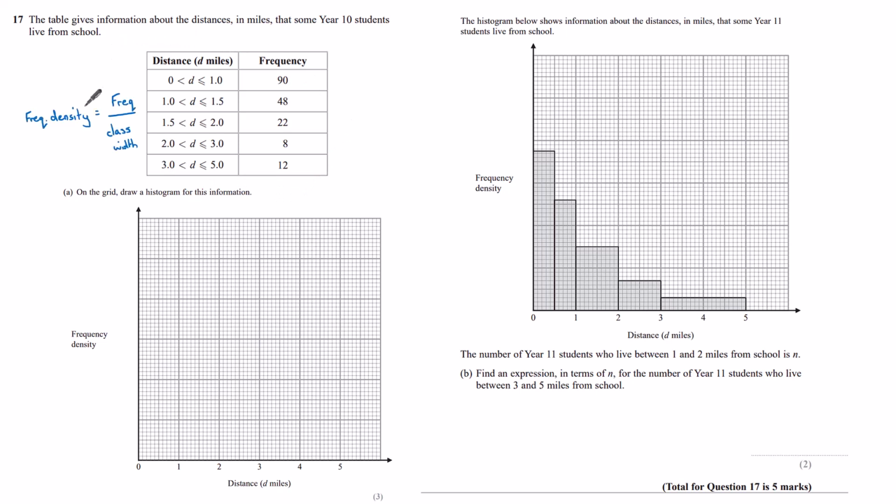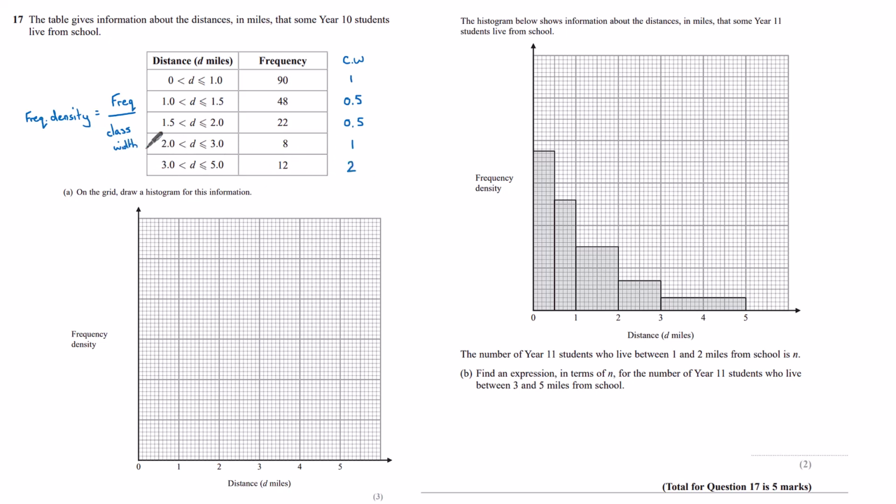We need to know that frequency density is equal to the frequency divided by the class width. The class width being the width of these groups. So the first additional column I want on this table is class width. Between 0 and 1, we have a class width of 1. Between 1 and 1.5, 0.5. Again, 1.5 and 2, 0.5. 2 and 3, 1. And between 3 and 5, we have a class width of 2.